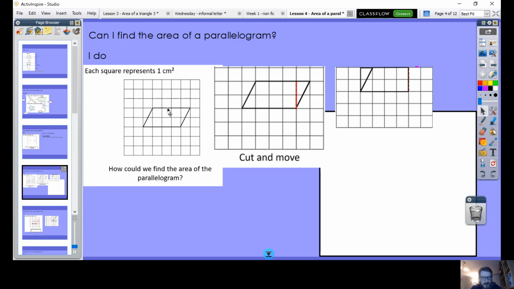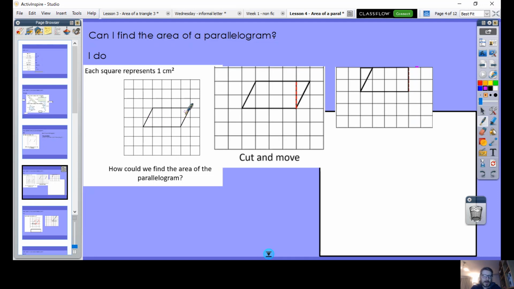Because the problem with the parallelogram at the moment is that although I can count some whole squares, so in here I can count 1, 2, 3, 4, 5, 6, okay, so I know it's covering 6 squares at the moment, but I don't know how much of these squares it's taking up.